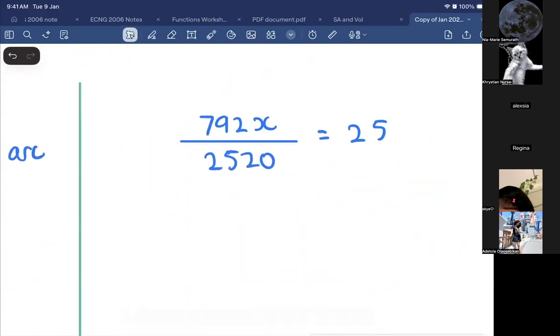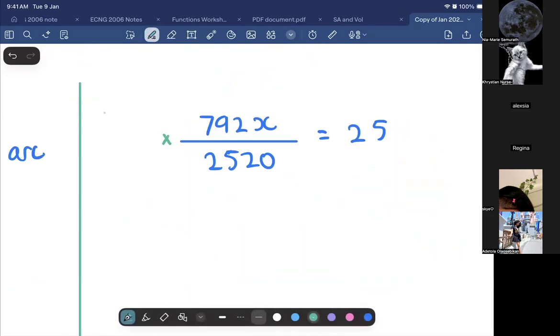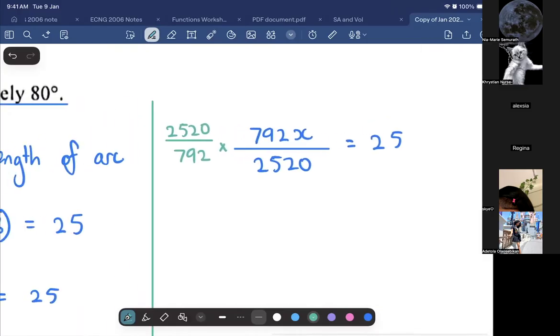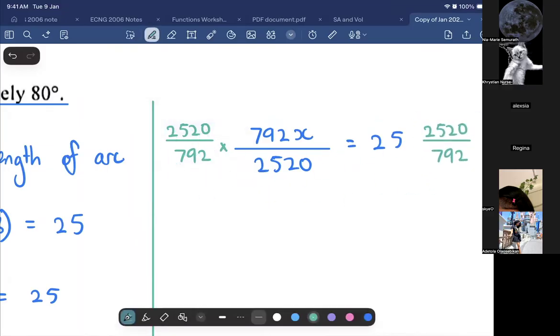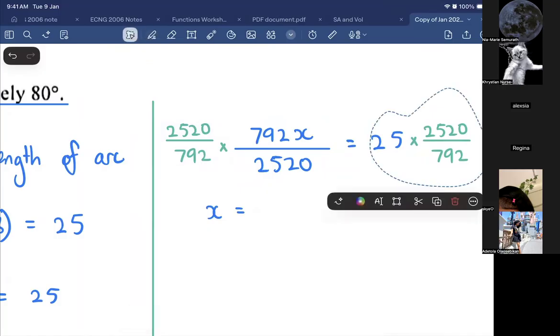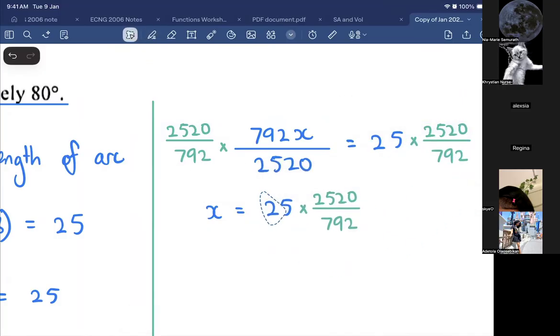So guys, right now I have 792 over 2520. If I multiply by the reciprocal, which is 2520 all over 792, what do you think is going to happen? It'll cancel off, and it'll just leave us with x. So I'm going to multiply by the reciprocal on both sides. So x is just going to be equal to 25 multiplied by this, and you're supposed to get approximately 80. So plug it into the calculator and verify that.